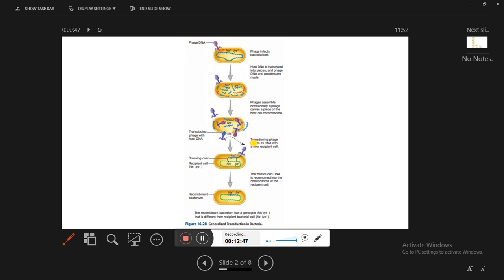Okay, now the transducing phage injects its DNA into a new recipient cell. Now this phage is released from this host cell and this phage infects another cell. હવે એ ફાઝ બીજા સેલને ઇન્ફેક્ટ કરશે. Okay, at the time of phage infecting another cell, at that time this phage releases the genome of the bacterial cell which they have previously taken up.